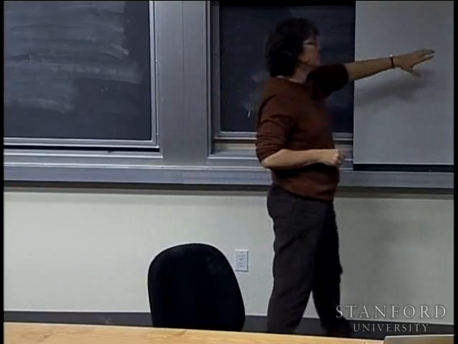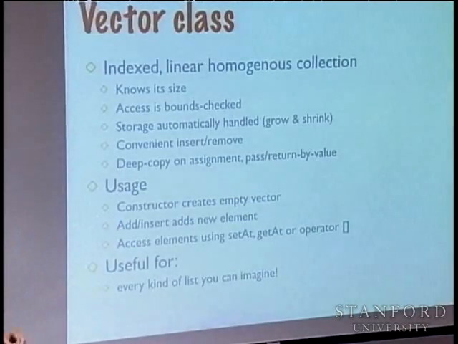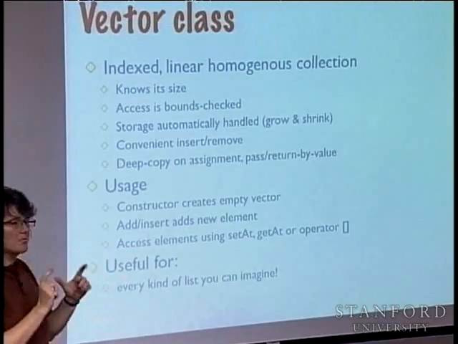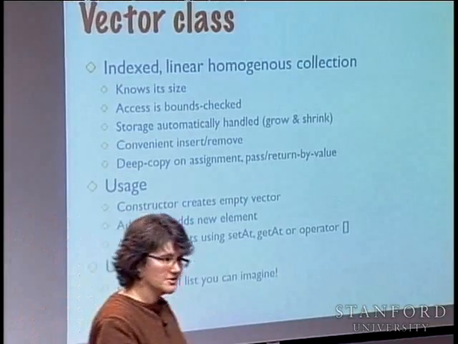So your typical usage is you create an empty vector, you add, insert, and remove to jostle up the contents. You can access the elements once they're in there using the member functions set at and get at, which allow you to change the value at a location or get the value. There's also an operator bracket. We'll see how you can just use the vector name and then the bracket with the index to access a particular element. Useful for all sorts of things.